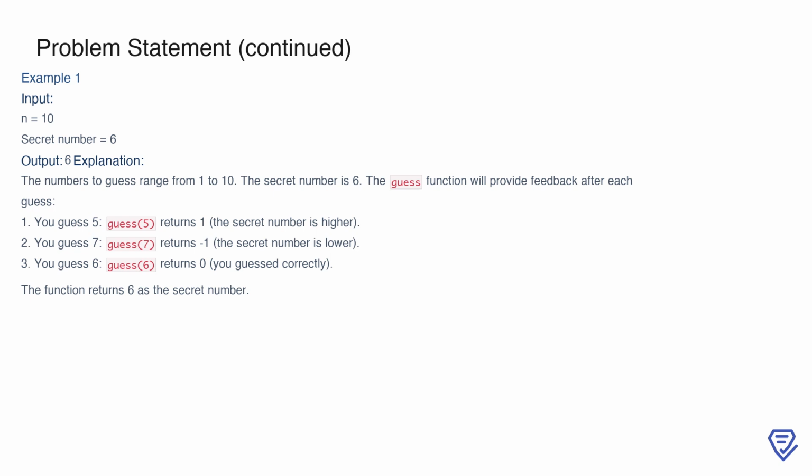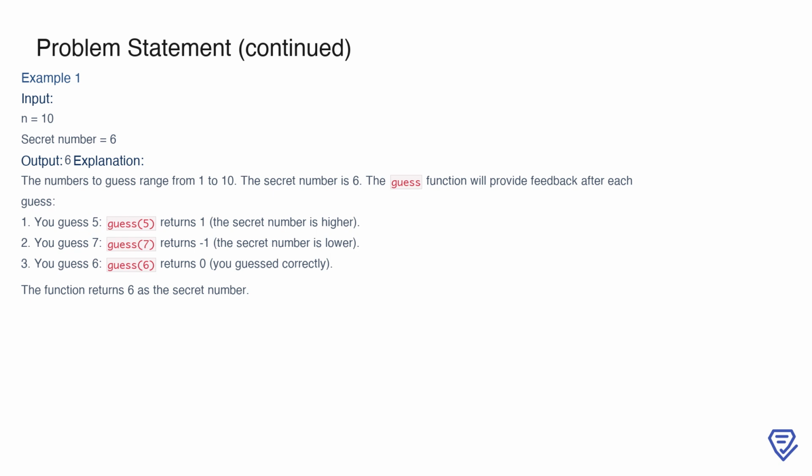Here's the first example to help clarify how the problem works. Suppose n is 10, meaning the secret number is somewhere between 1 and 10, inclusive. In this case, the secret number is 6. Let's walk through the process. First, you might guess the number 5. The guess function would return 1, indicating that the secret number is higher than 5. Next, you guess 7, and the guess function returns -1, meaning the secret number is lower than 7. Finally, you guess 6, and the guess function returns 0, indicating that you've guessed the correct number. So, the function guessNumber would return 6 as the output.